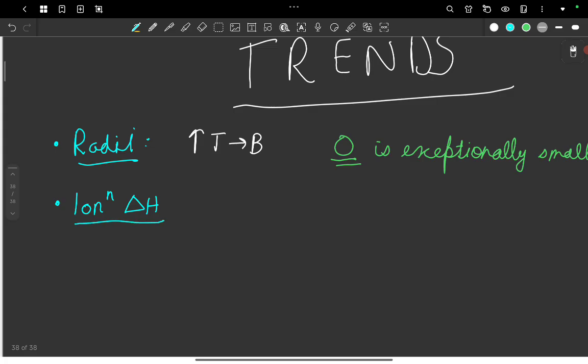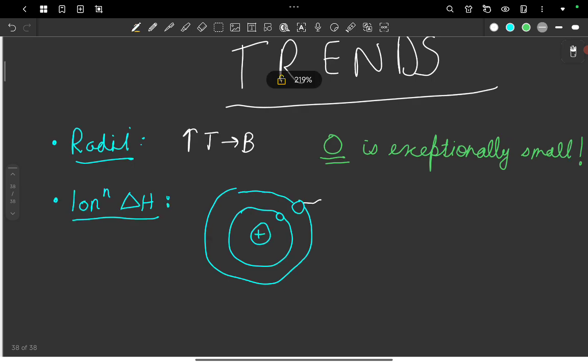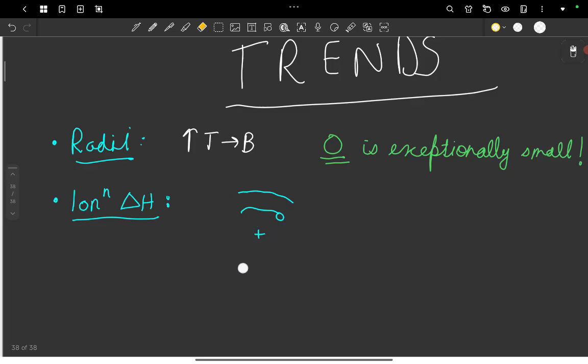Ionization enthalpy is basically the energy you need to remove the electron from the outermost shell of an atom. For example, if this is an atom, this is the nucleus, this is the first shell, this is the second shell, and in the second shell, one electron is just chilling. In order to take this electron out, you will have to provide energy. So this electron comes out, and that energy to remove the outermost electron is called IE1, and its full form is ionization energy or ionization enthalpy.